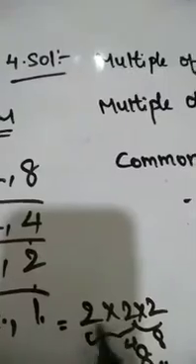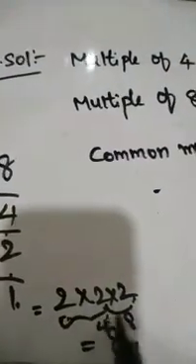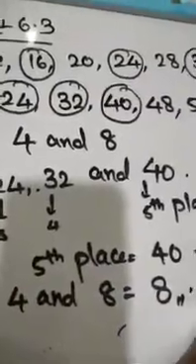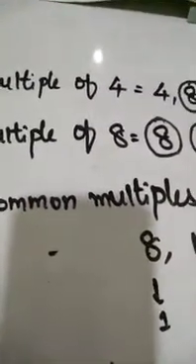So what do we have to do here? We have to multiply these numbers. 2 into 2 into 2: 2 twos are 4, 4 twos are 8. So the LCM of 4 and 8 equals 8. This is the fourth problem.